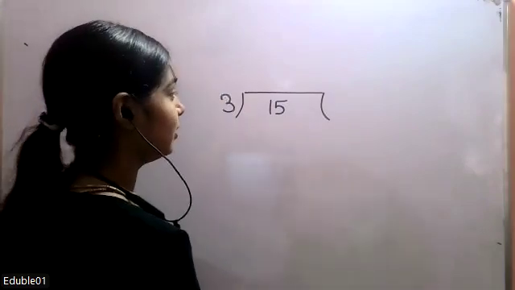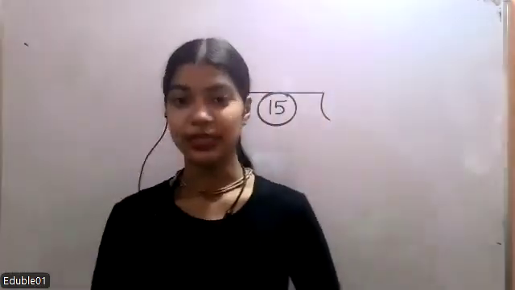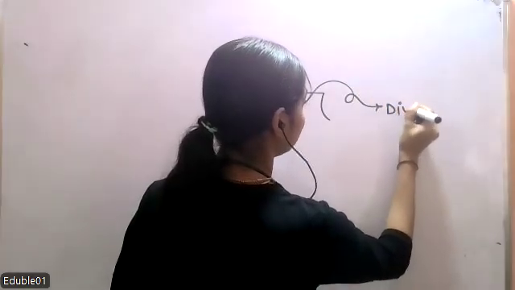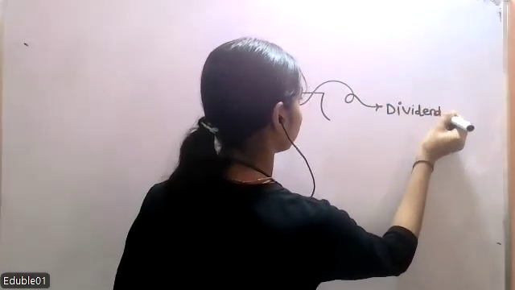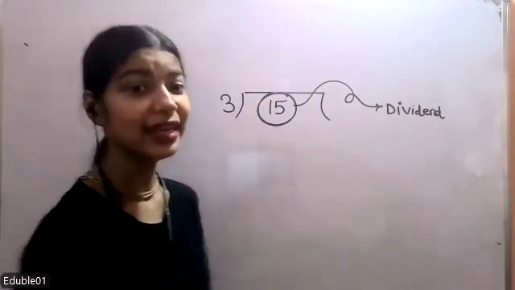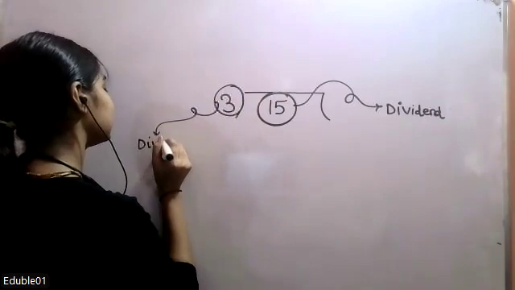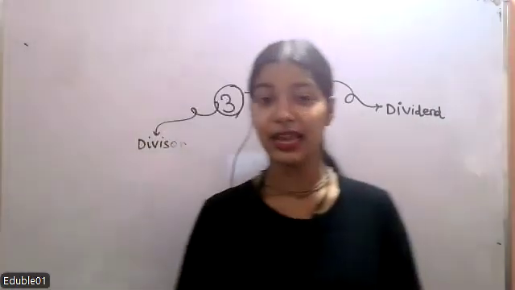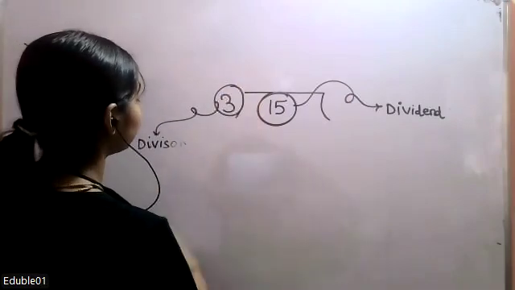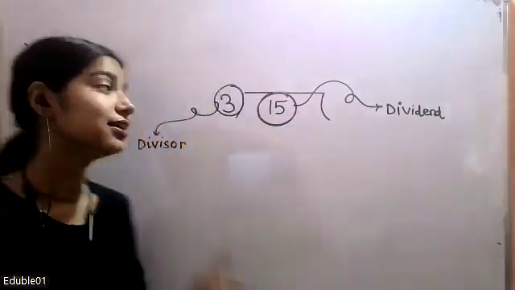Okay. So now the number we are dividing here, we are dividing 15, right? The number we are dividing is called the dividend. Very nice. Come on, repeat after me. It is called the dividend. Now, the number we are dividing with is called the divisor. What do we call that? The divisor. Okay, so the number we are dividing, we call it a dividend, and the number we are dividing with, we call that a divisor. So here 15 is a dividend and 3 is a divisor.